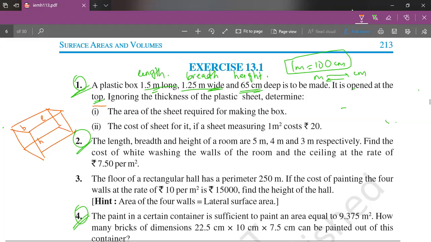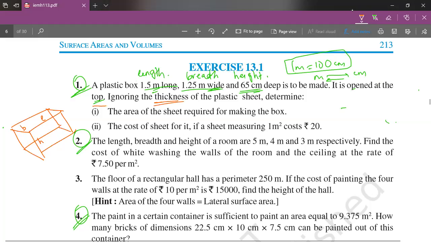Ignoring the thickness of the plastic sheet. Whenever you are to make a pencil box, you always apply a sheet, a coating more preferably known as. So, ignoring the thickness of the plastic sheet. In many questions ahead that we'll solve, they'll take thickness into consideration, but in this question it is telling us to ignore the thickness of the plastic sheet. So the question has nothing related to thickness.